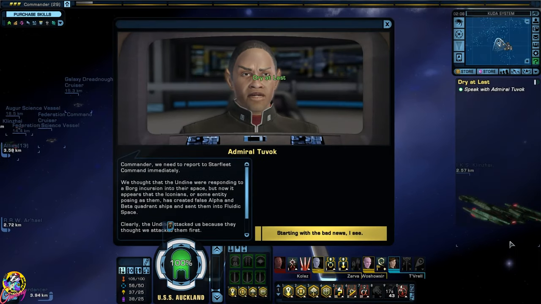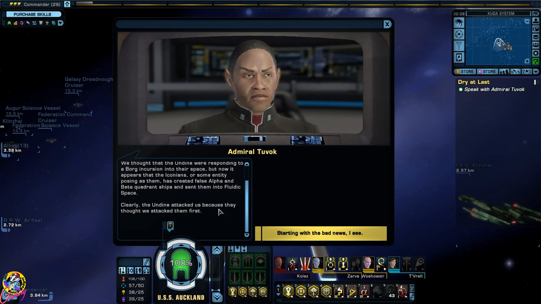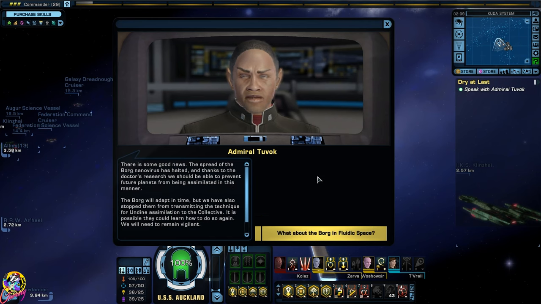We need to report to Starfleet Command immediately. We thought that the Undine were responding to a Borg incursion into their space, but it now appears that the Iconians, or some entity posing as them, has created false Alpha and Beta Quadrant ships and sent them into fluidic space. Clearly, the Undine attacked us because they thought we attacked them first. Starting with the bad news, I see. There is some good news.